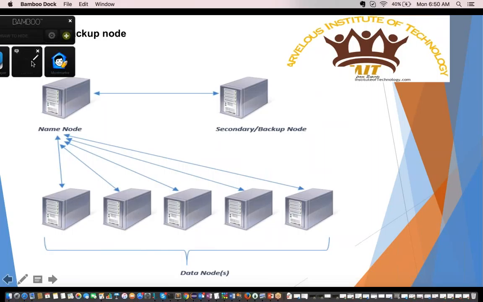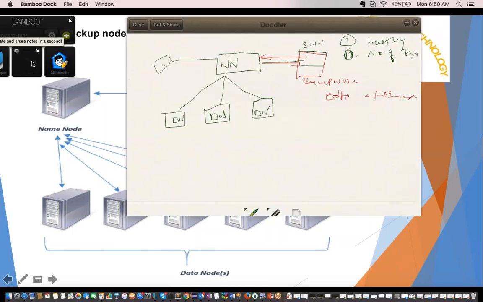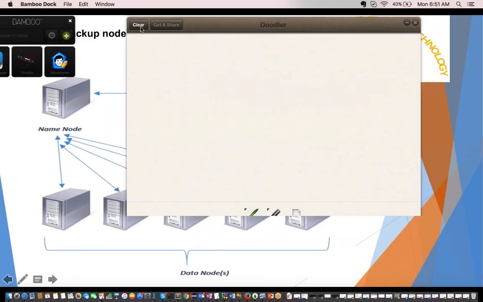Does anyone have any doubt about the backup node? The configurations and how we will do it, what configurations are required, those details we'll see. I'll be giving you proper notes for it. I'll be uploading the notes with configurations. I'll show what configurations are involved, what the checkpoint node is, and how we'll import and export those configurations. When you refer to the notes, it will be very clear.